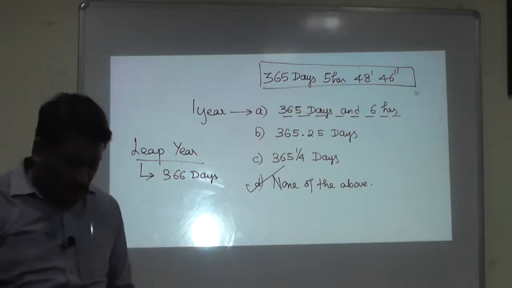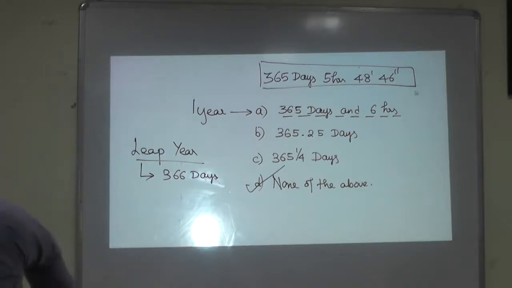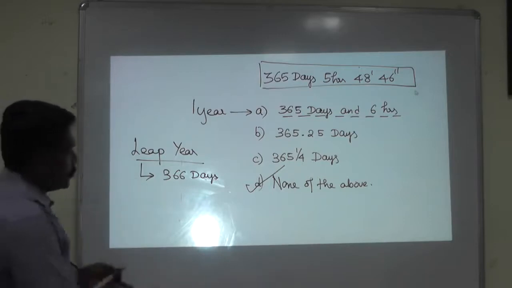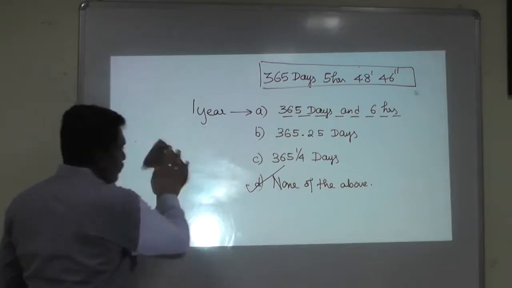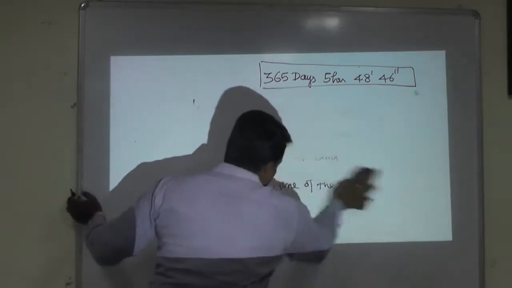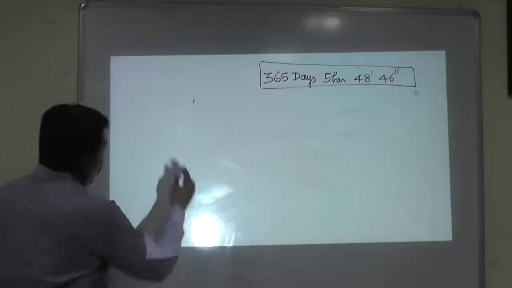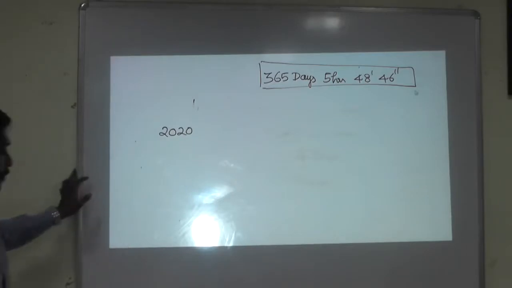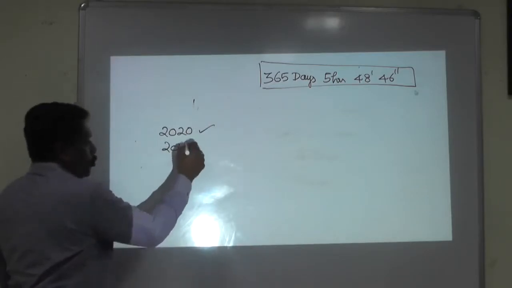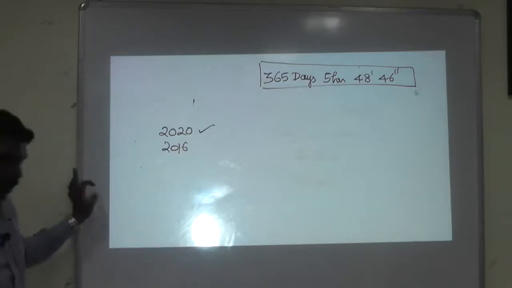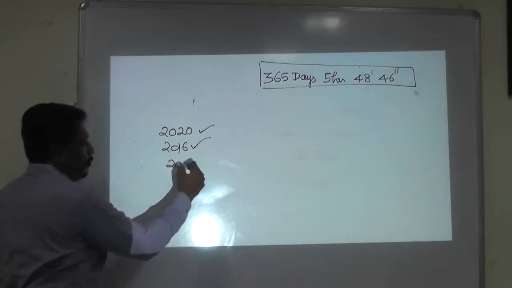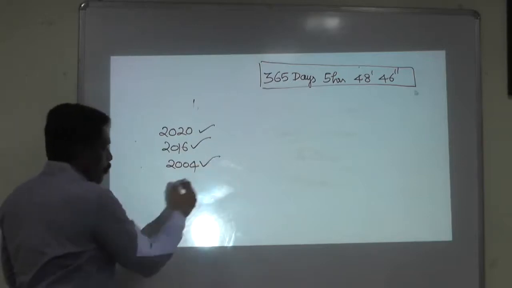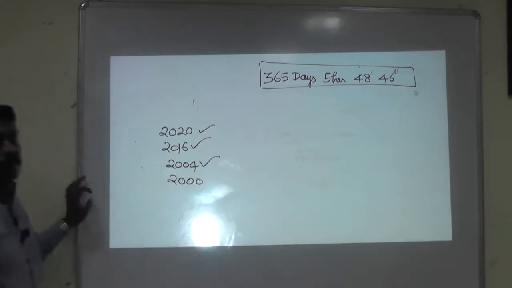Now what I'll do is very simple. I will give you a year, and you have to identify whether that year is a leap year or not. Can I do this? What about the year 2020? Leap year? Yes, very good. What about 2016? Very good. What about 2004? Right, leap year. What about 2000? Not a leap year.